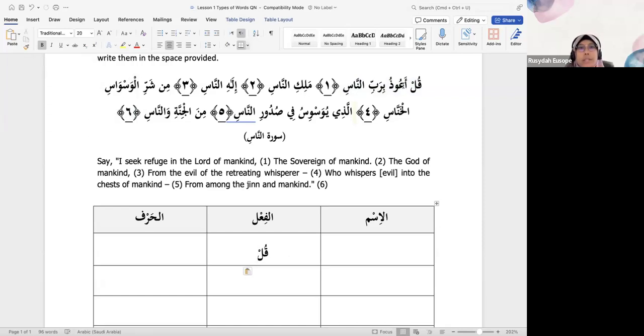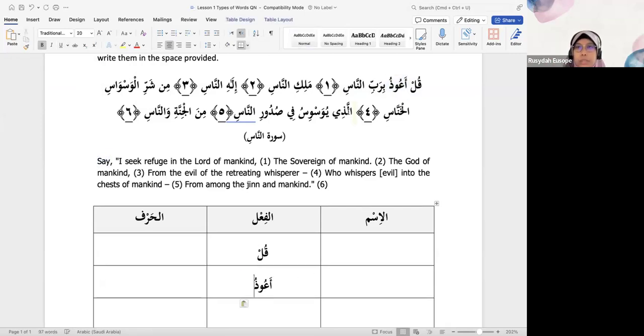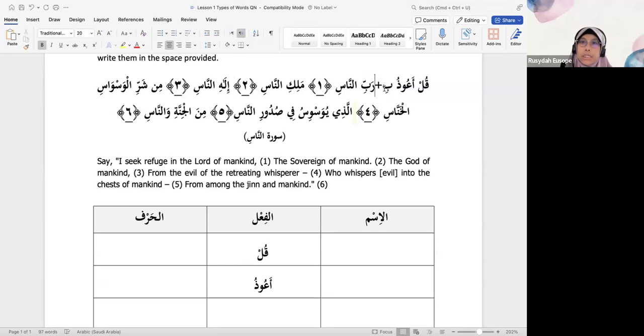And then qul means say. It's a very specific type of say. It's a command verb and Allah is addressing one person, anta, you, masculine, singular. And here, of course, in this ayah, we know that he is addressing the Prophet sallallahu alaihi wasallam. And the next word, a'udhu. We gave a'udhu just now as one of the examples. So a'udhu is fi'il also. So you write a'udhu here. And then bi rabbi. B is harf. Yes. And rabbi, isim. Correct. So it may look like one word, but actually there are two words here.